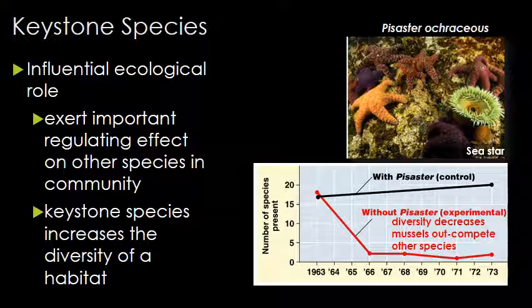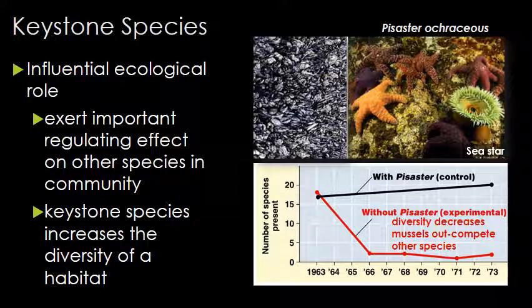But if you remove Pisaster, what happens? Well, the mussels outcompete, and you end up with a bunch of mussels and not much else, and the biodiversity is extremely poor. So keystone species have an unequal effect, and the easiest way to find out if a species is keystone is to remove it from a sample area and see what happens. Top predators tend to be keystones because they control that top-down effect.